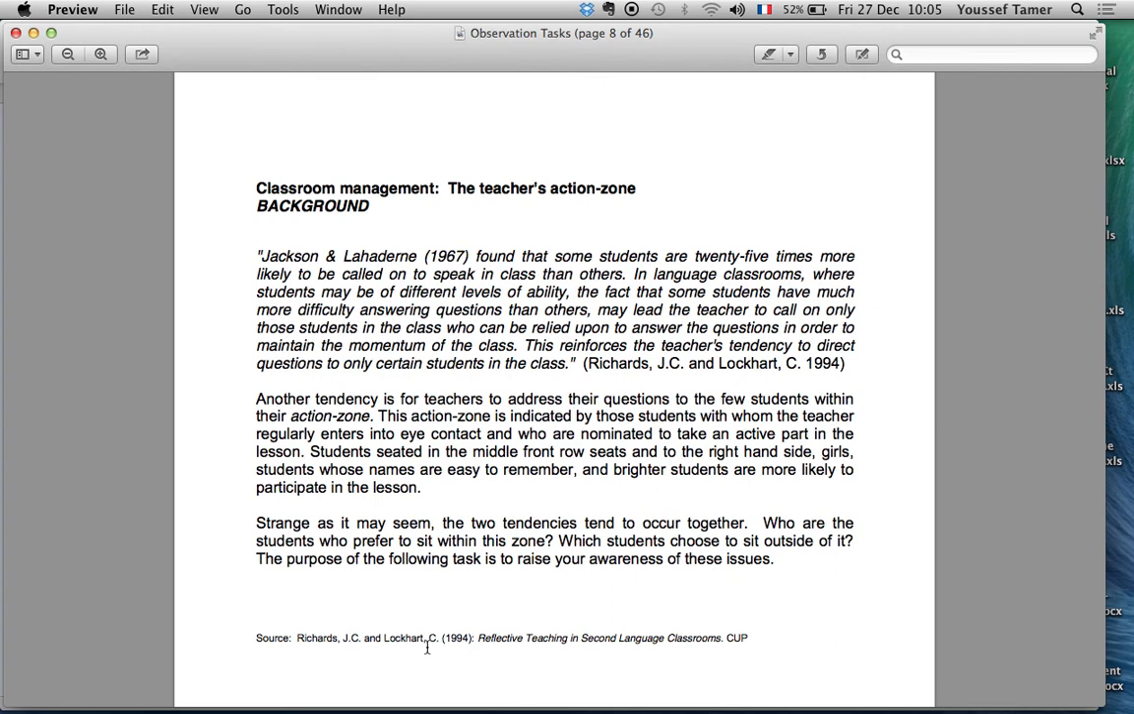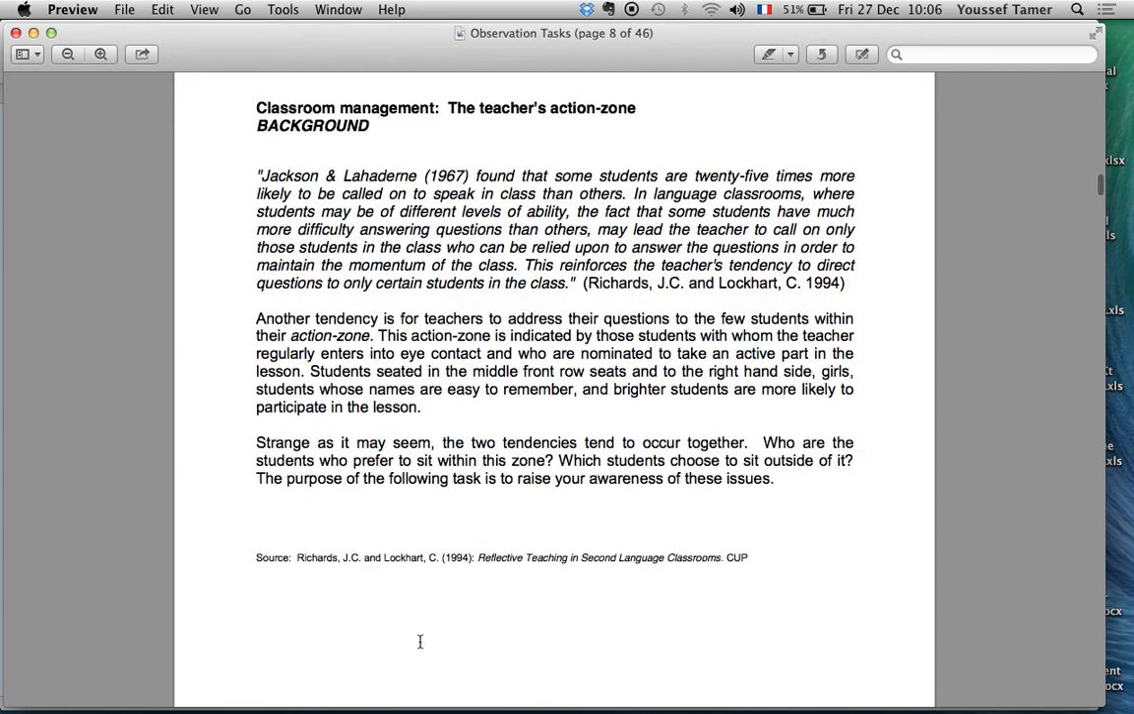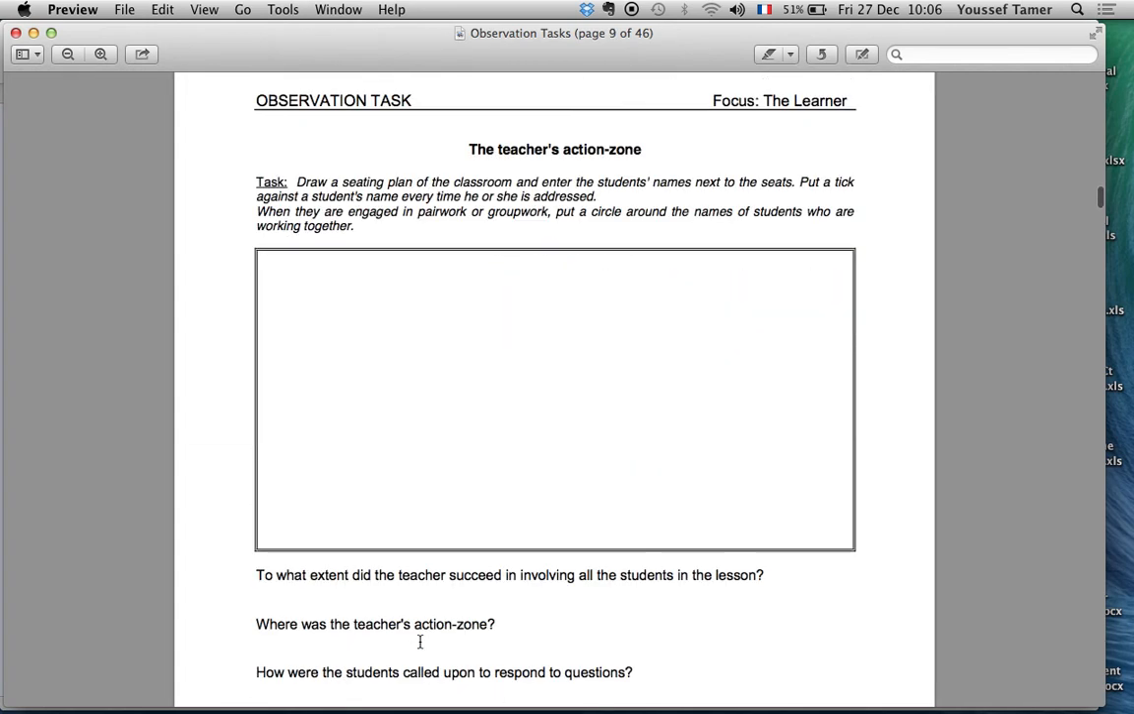So, for example, one of the things you can observe in your first training classes is the action zone, to have an idea about it. For example, this is a very good booklet that I'm going to post for you in our Facebook group, which includes a number of tasks that you can use for observing, for example, the teacher's action zone. Let's go through it. This is an activity. That's why it's called the practical booklet.